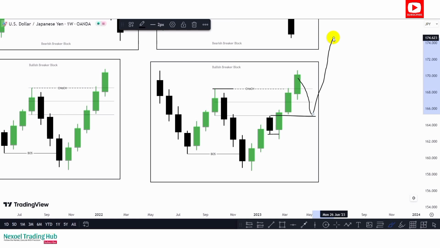In the next video, we're going to be looking at the mitigation block. But for this particular video, we are looking at the ICT breaker block.